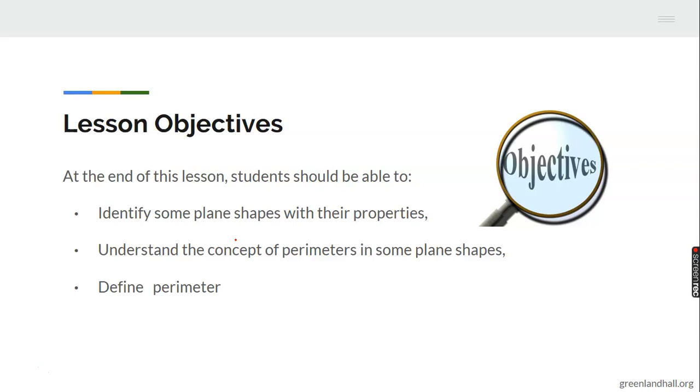Now let's start with the lesson objectives. As a student, what should you know? At the end of this lesson, you must be able to identify some plane shapes with their properties, understand the concept of perimeters in some plane shapes, and define perimeter.